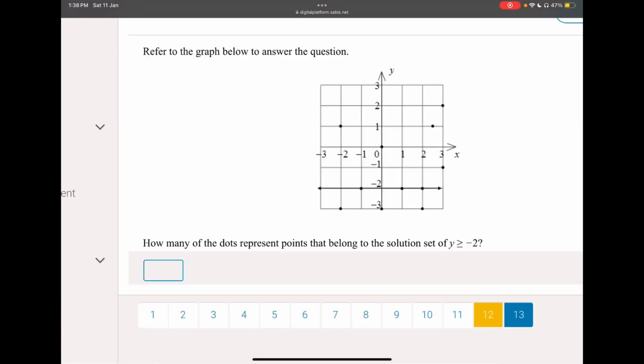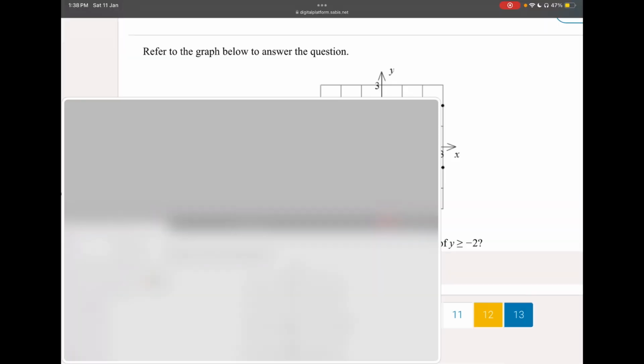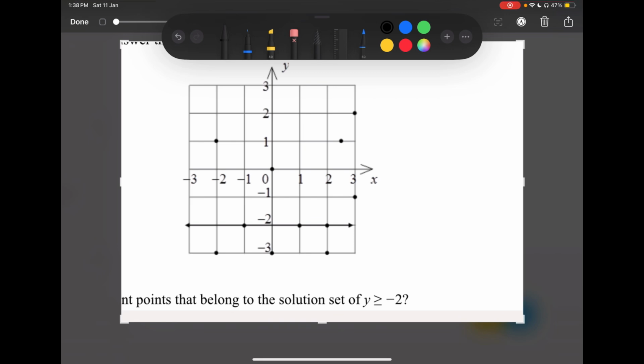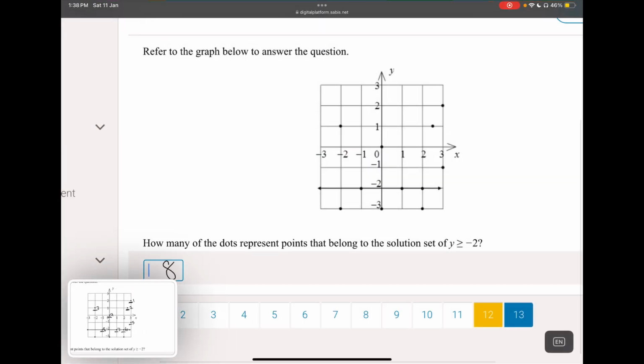Okay, how many dots represent the points that belong to the set of y is greater than or equal to -2? So y is greater than or equal to -2. Let's check. Here, this is a -2, this is a -2, this is a -2, okay? So for 3 points, -1 is greater than -2, so we count that as an extra point. 0 is greater than -2, extra point. This is at 1y, extra point. This is at 2y, extra point. So 1, 2, 3, 4, 5, 6, 7, 8. Okay, so 8 points.